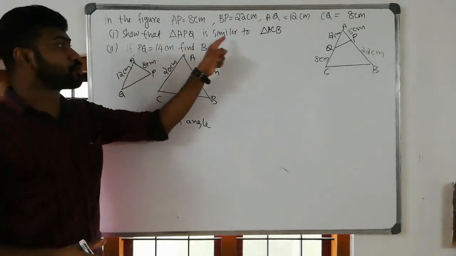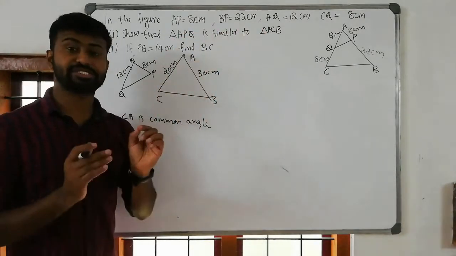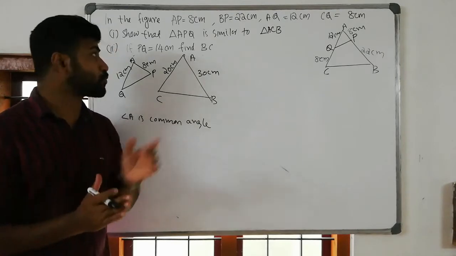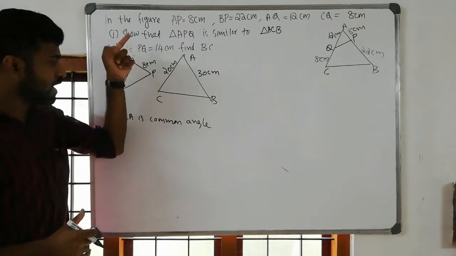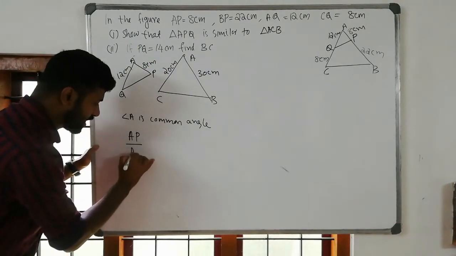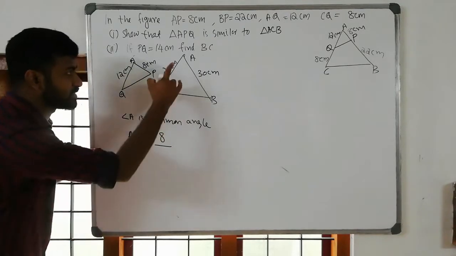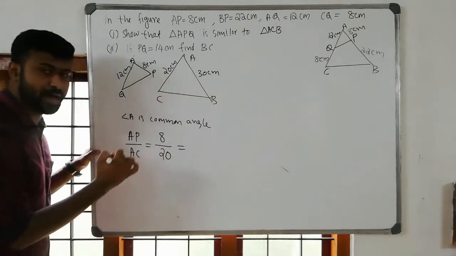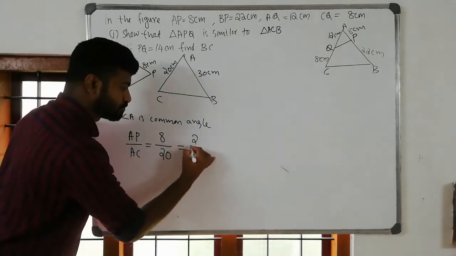If triangle APQ and triangle ACB are similar, AP and AC are corresponding sides. So let's find the ratio between AP and AC, because the length of AP is given and the length of AC is also given. So AP by AC is equal to, the length of AP is 8 and the length of AC is 20. So we get 8 by 20. The lowest form of 8 by 20 is 2 by 5.